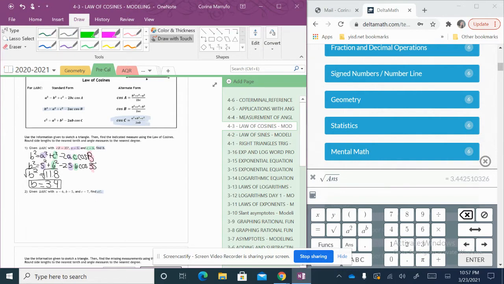I have cosine of big C equals A squared plus B squared minus C squared over 2 times A times B. Oops, sorry, I was just trying to make this longer.